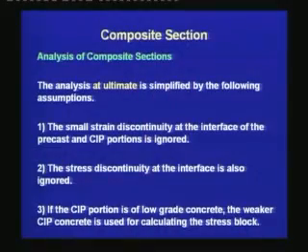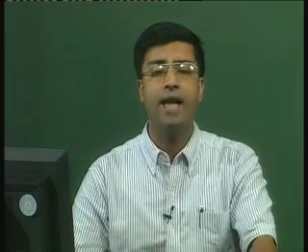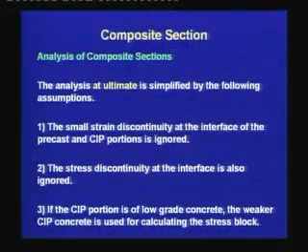The second assumption is that the stress discontinuity at the interface is also ignored, because the web has a stress before the casting of the flange. There will be a stress discontinuity at the interface of the web and the flange, but that can be also ignored at the ultimate stage, because the material is going into its nonlinear plastic behavior, and hence the discontinuity can be ignored at the ultimate state. The third is, if the CIP portion is of low grade concrete, the weaker CIP concrete is used for calculating the stress block. That means, if the grades of the web and the flange are different, then the lower grade is selected for the analysis.